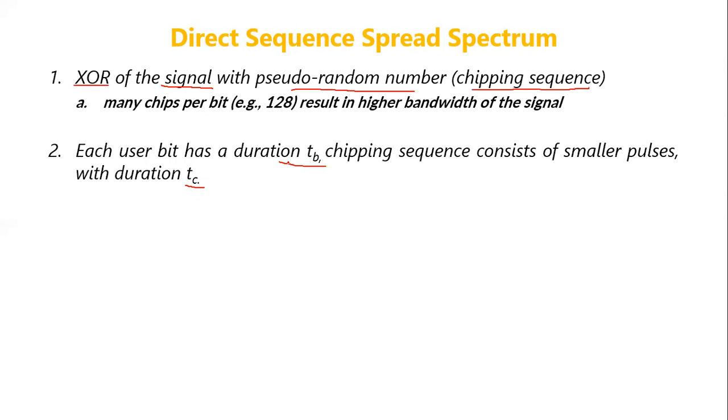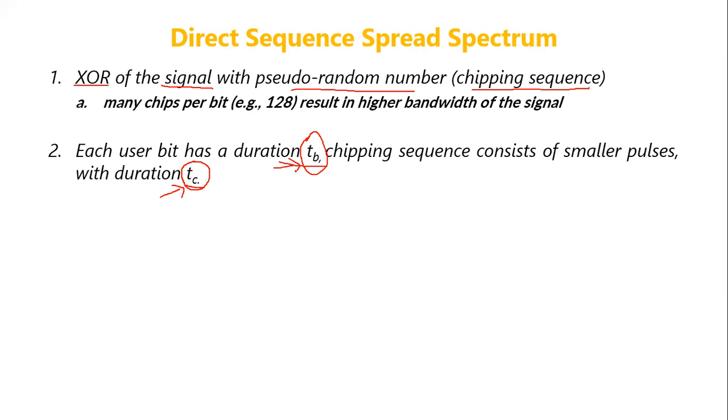So multiple durations of the chipping sequence put together will be equal to one duration of a user bit. The duration of a user bit will be represented as TB, and the duration of each bit of the chipping sequence will be represented as TC.